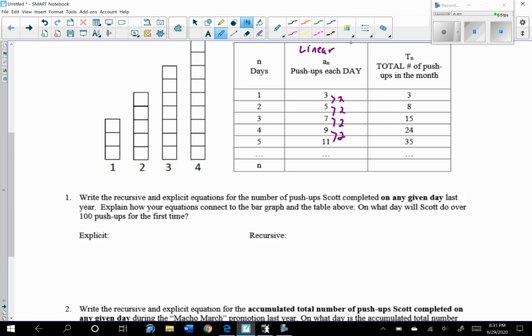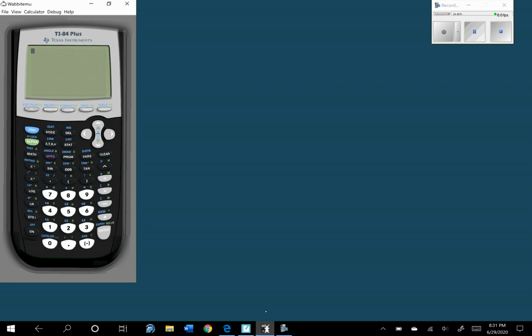And so we want to find the explicit and recursive pattern. So for the explicit pattern, remember, use your calculator. In our calculator, we go to stats, enter unedit, and we can clear out list 1 and list 2. So in list 1, we just need to add the 4. And in list 2, we're going to put how much we have in each bar graph. So 3, 5, 7, 9, and I guess we could do 5 as well because it's in the table.